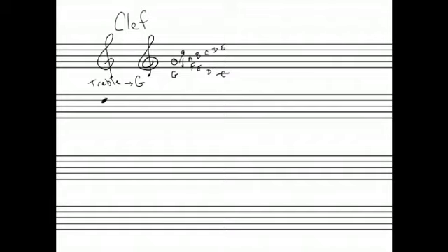For bass clef, we can also call that an F clef. The reason it's an F clef is because F lies on the line in between the two dots. Using the same idea, going up the staff, forward in the music alphabet, G, A, B, and so on, and going down, E, D, C, B, A, G, going down and down and down.